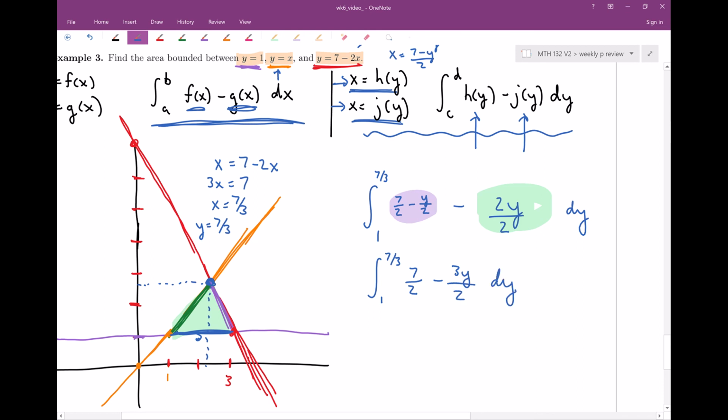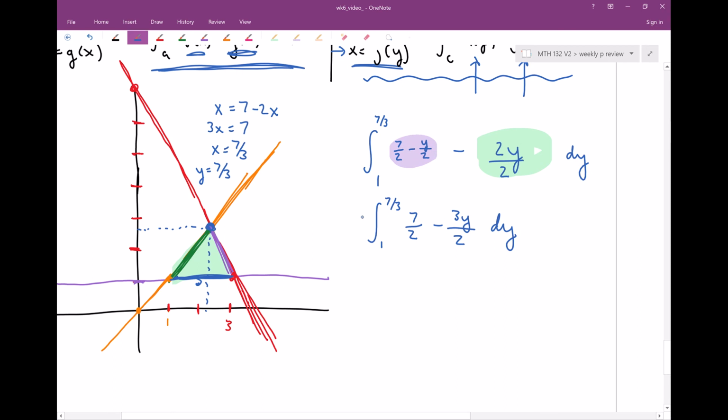Again, we're integrating with respect to y. So when I do that, if you integrate a constant, you're just going to have y here, so 7/2 times y. Again, if you take the derivative, you get back to where we started. And then here we're going to have maybe 3/4 y squared. Again, double check. If you take the derivative of this, the 2 would come down, cancel a little bit with a 4. So yes, you'd get back to where you started. And now we need to go ahead and plug in from 1 to 7/3.